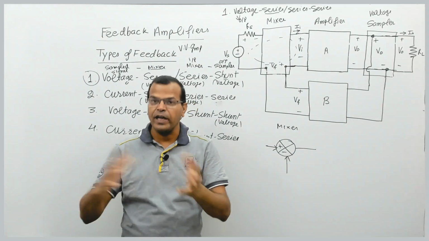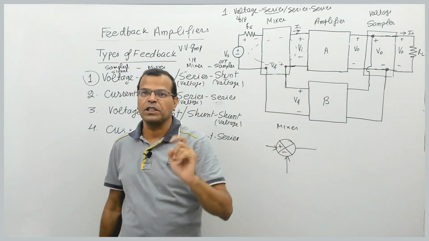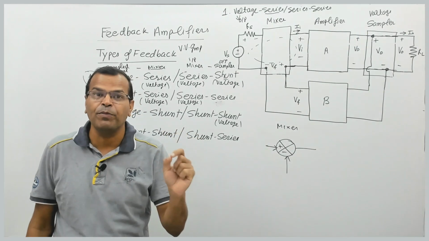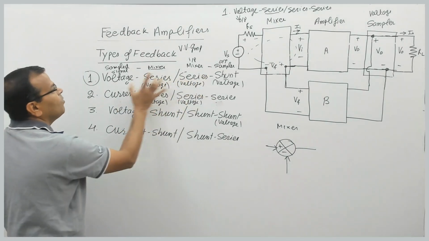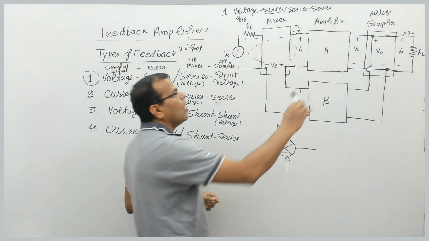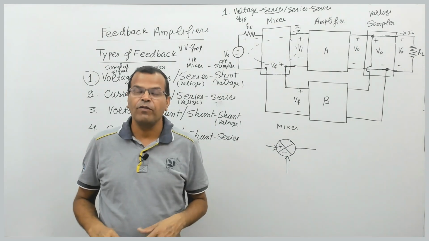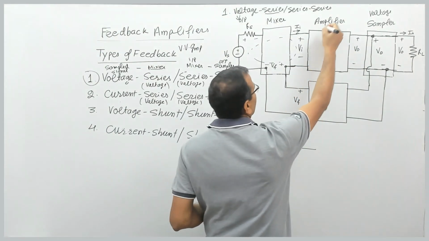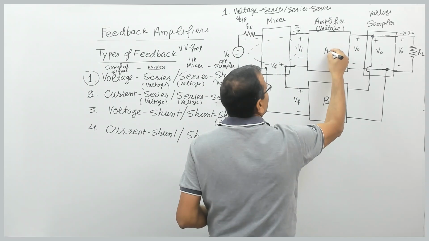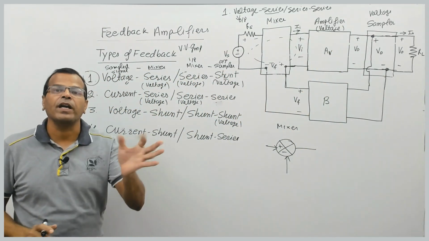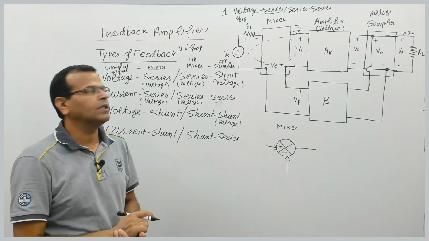So on the input and output side, the word will change. On the output side voltage means shunt sampling, on the input side voltage means series mixing. I hope you will remember this concept. This is very important for remembering all the concepts. From these nomenclatures we have concluded that on the output side it is a voltage signal, and on the input side it is a voltage signal. We are mixing the voltage. So what should this amplifier be? This is a voltage amplifier, and the gain of a voltage amplifier is denoted by AV, where V is the subscript.